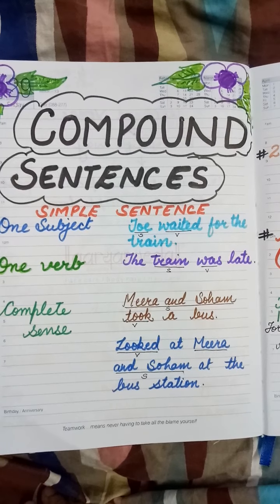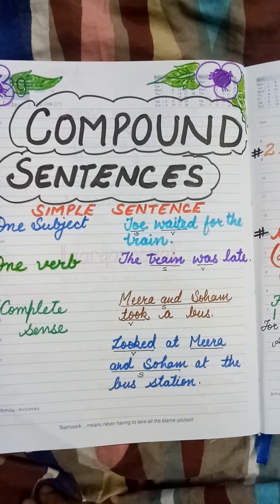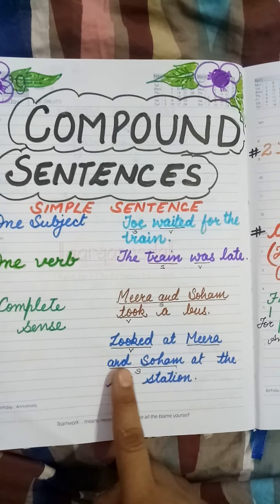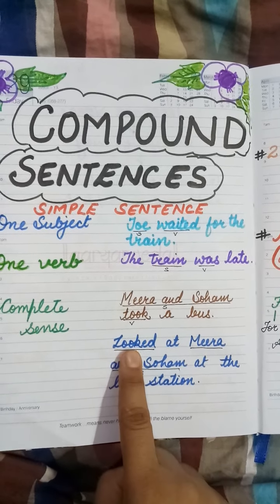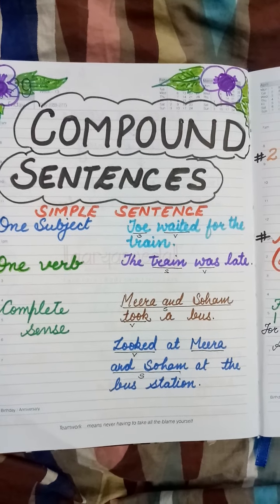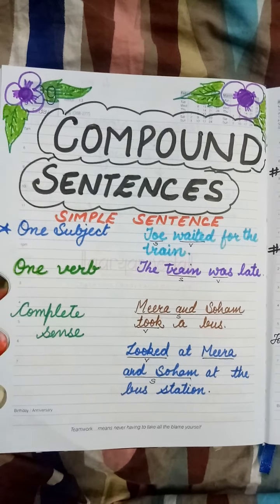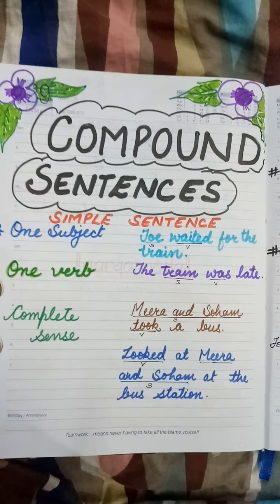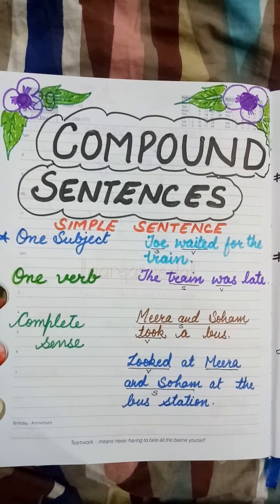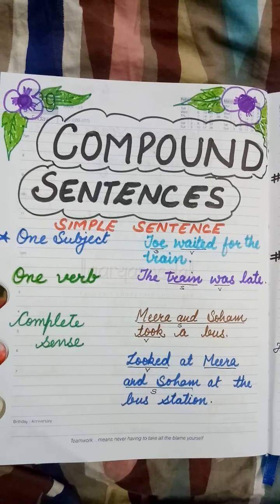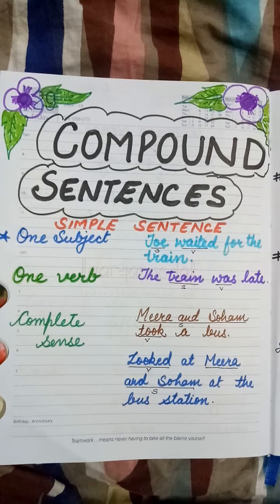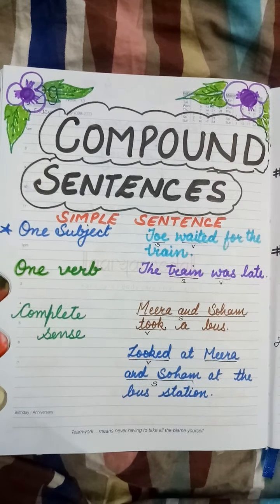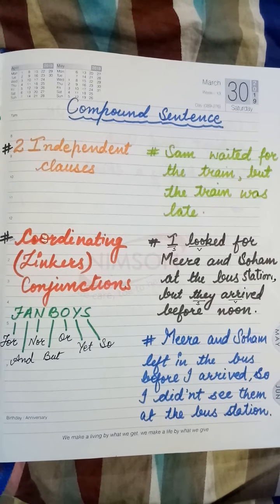Next, I looked at Meera and Soham at the bus station. Then Meera and Soham, one subject, looked, one verb. So it also comes in the simple sentence category. So we can say that a simple sentence has one subject and one verb, conveying the complete sense. Next is compound sentence.